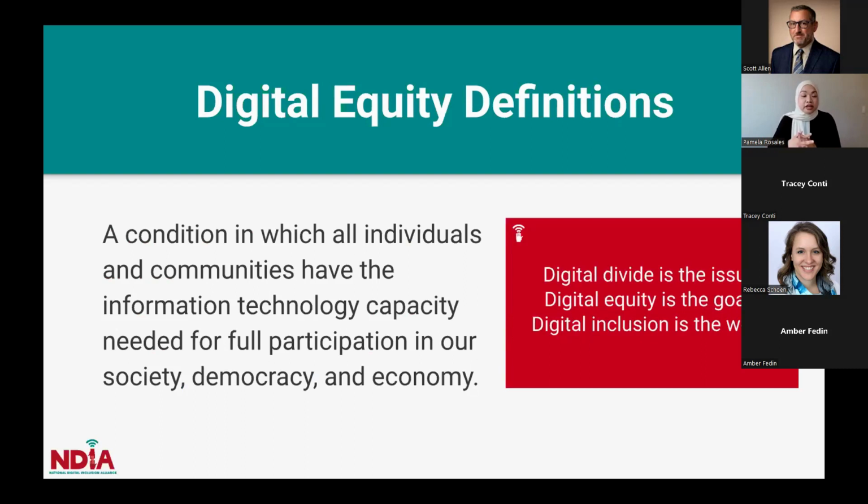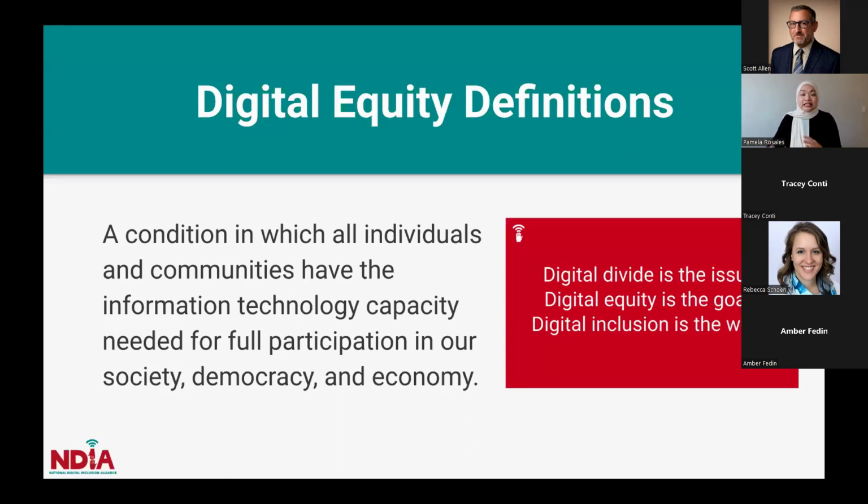Digital inclusion, on the other hand, is the work. So it's the activities necessary to achieve digital equity. And there's a lot of ways to tackle digital equity through digital inclusion work, but we're going to be covering three main ones that NDIA focuses on.